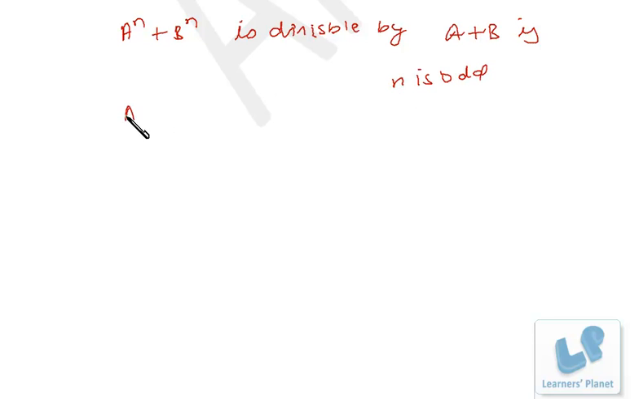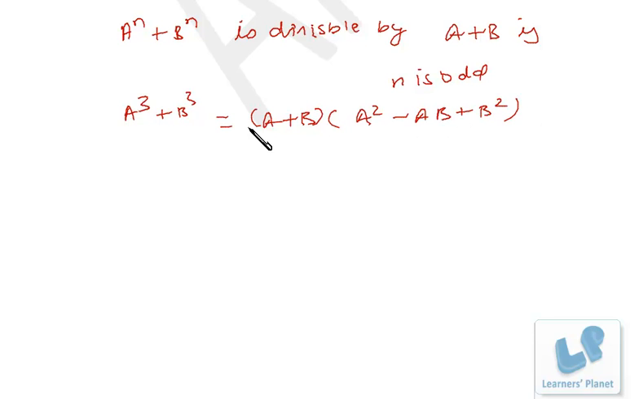The practical example that you can see is a cube plus b cube. That's divisible by a plus b, a square minus ab plus b square, right? So the factorization of a cube plus b cube contains a plus b. If n is odd, similarly a5 plus b5 will definitely have a factor a plus b. The other factor we cannot comment on as of now, but definitely a plus b will be one factor.